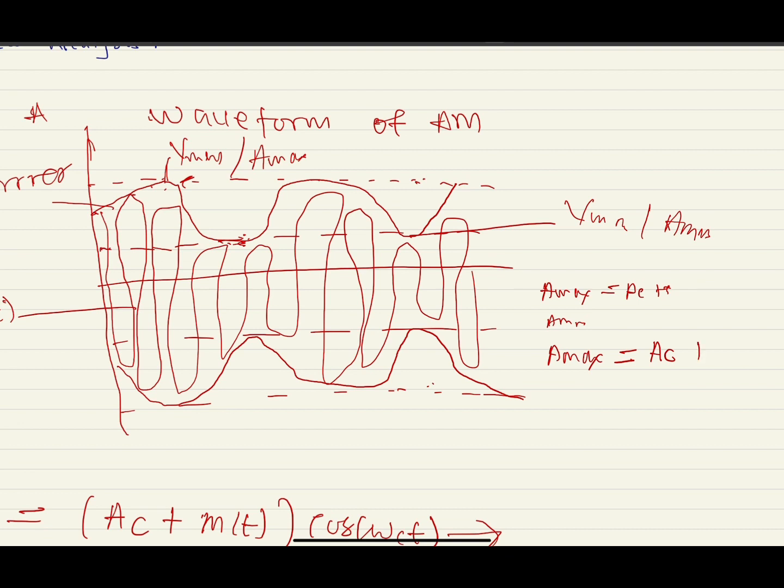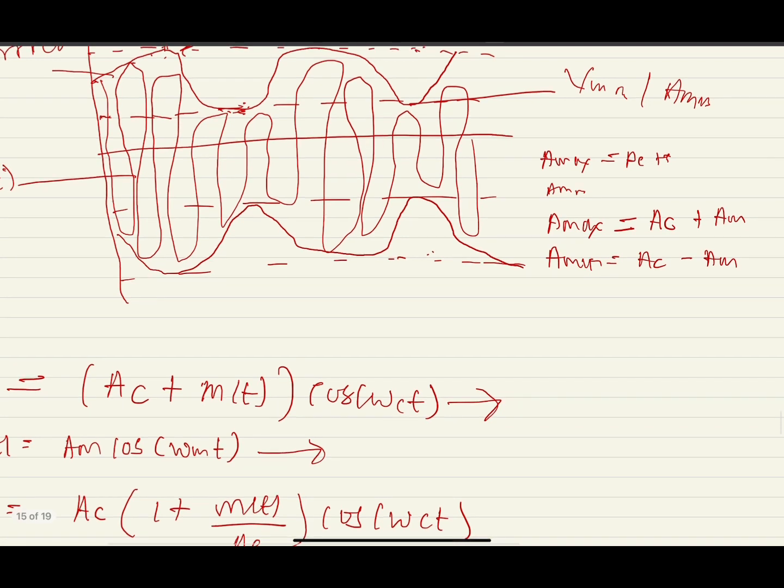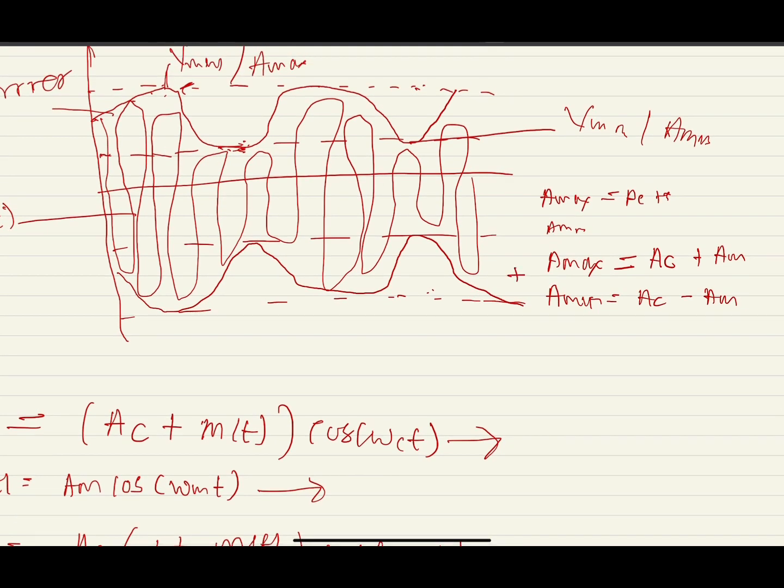So now A max, which is equal to V max, can be represented by the amplitude of the carrier plus the amplitude of the message. As I was saying, if it's 5, it's added; if it's minus 5, it's subtracted. So A min can also be equal to AC minus AM. That's what we need to take note of. And when we add them, we get A max plus A min equal to 2AC, and we are going to get AC equal to A max plus A min over 2.